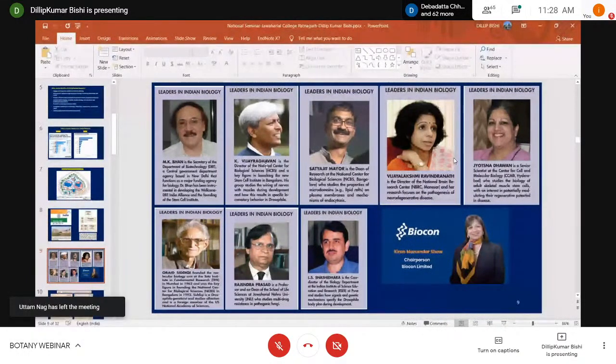Apart from these, we have K. Vijay Raghavan, Satyajit Mayer. These are the stalwarts who have contributed immensely to Indian biology. And once upon a time, they were undergraduate biologists. They took up research, and they finally ended up being the leaders. So this is just a motivational slide that any of you can also become this kind of expert if you take up research in future. I would like to highlight the importance of Kiran Majumdar, who is now heading Biocon Limited as Chairperson. This is the topmost biotech industry that we have in India now.